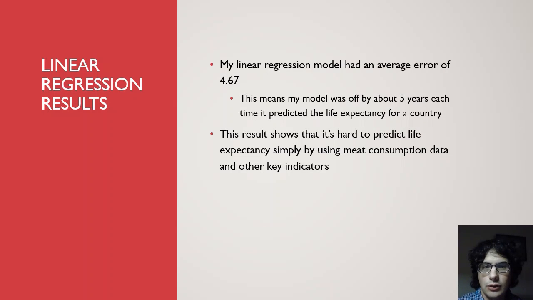And so my results of the linear regression were that the model had an average root mean squared error of 4.67. So what this means is that my model was about 5 years off on average on its predictions. For something like life expectancy, a difference between a life expectancy of 75 and 70 is very significant. So I consider that this model did not do a very good job.